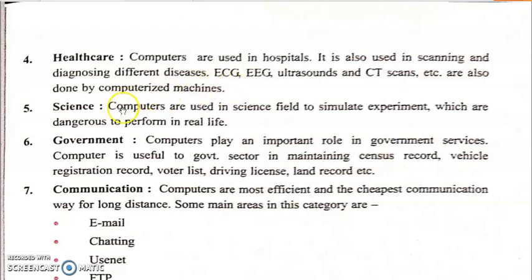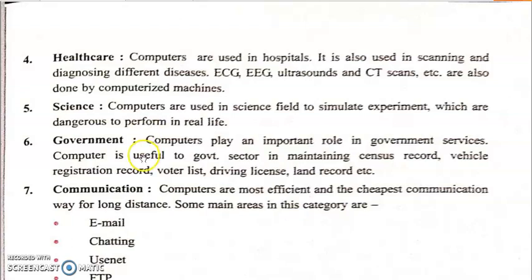Then in the field of science and technology, computers are used to simulate experiments which are dangerous to perform in real life. So whatever we cannot do in real life can be simulated using a computer. With a simulation we can have a real life experience. So in the field of science also we can see the uses of computer. So computer is almost in all the fields today.